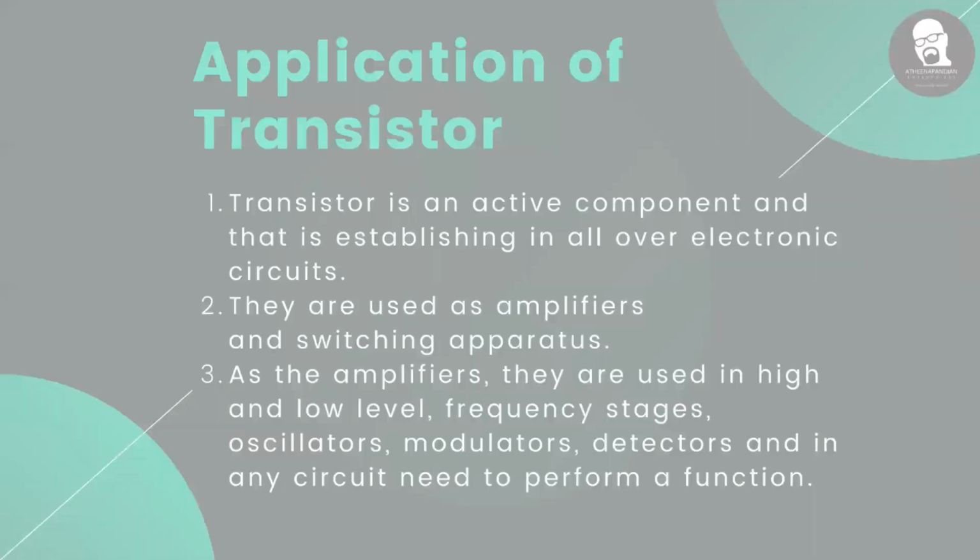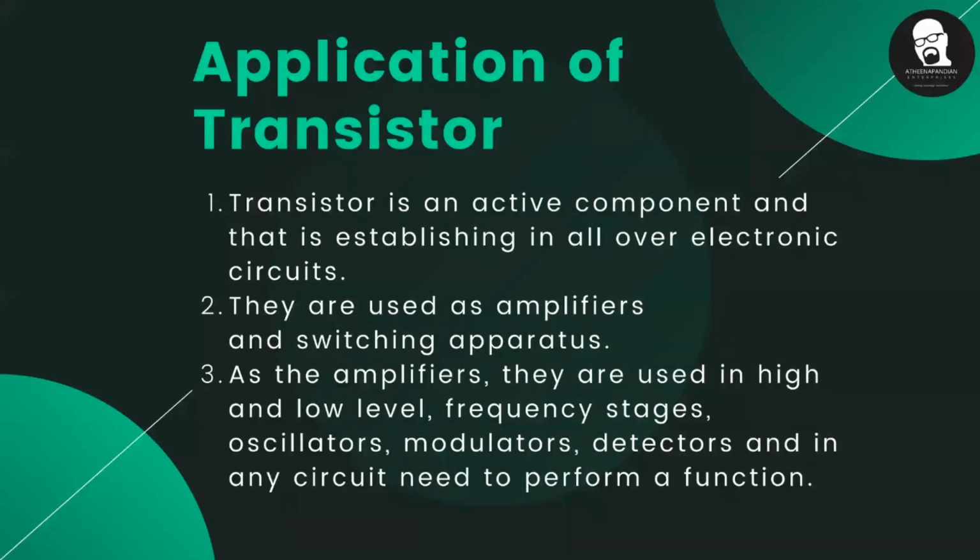So let us know what the applications of a transistor are. A transistor is an active component that is present all over electronic circuits. They are used as amplifiers and switching apparatus. As amplifiers, they are used in high and low level frequency stages, oscillators, modulators, detectors, and in any circuit which needs to perform a function. So these are the basic applications of the transistor.